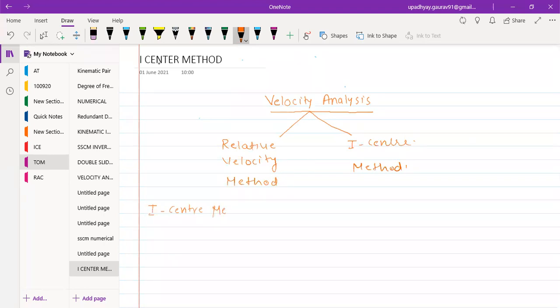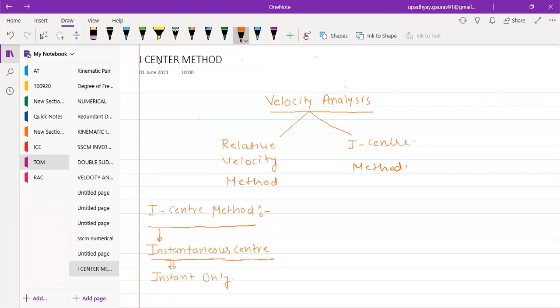I center method. What is the I center? I center is nothing but instantaneous center. What is the meaning of instantaneous? Sir, at that instant, मतलब at that तुरंत उसी instant time only. At that instant. This center is valid for the instant only.